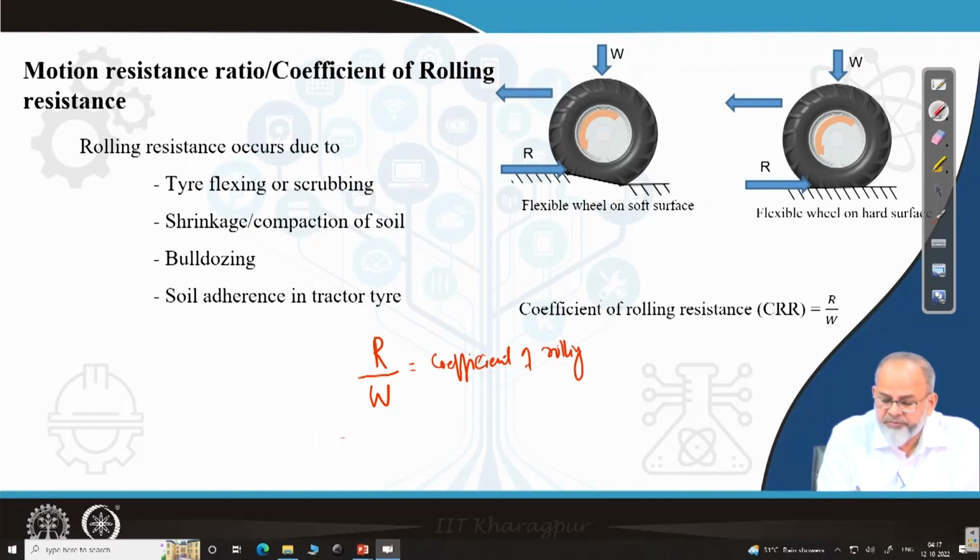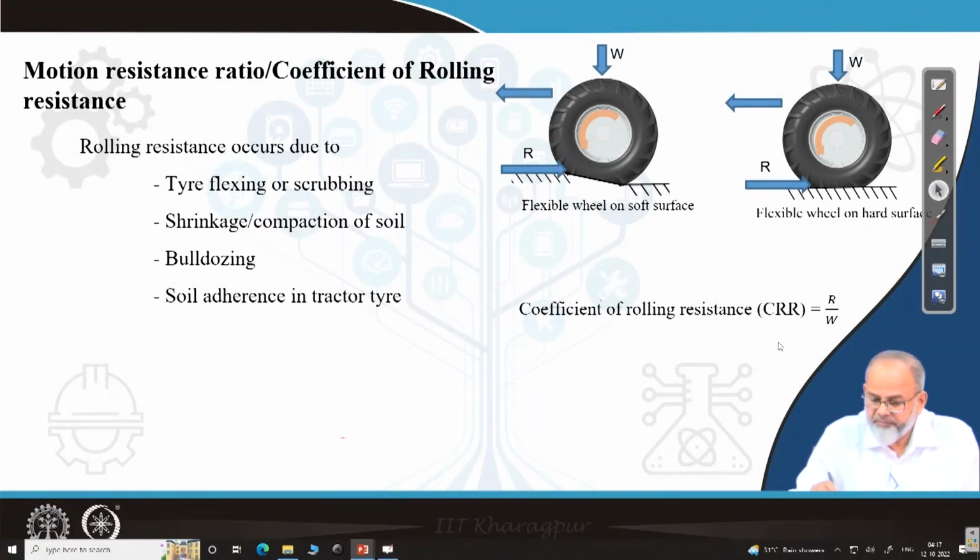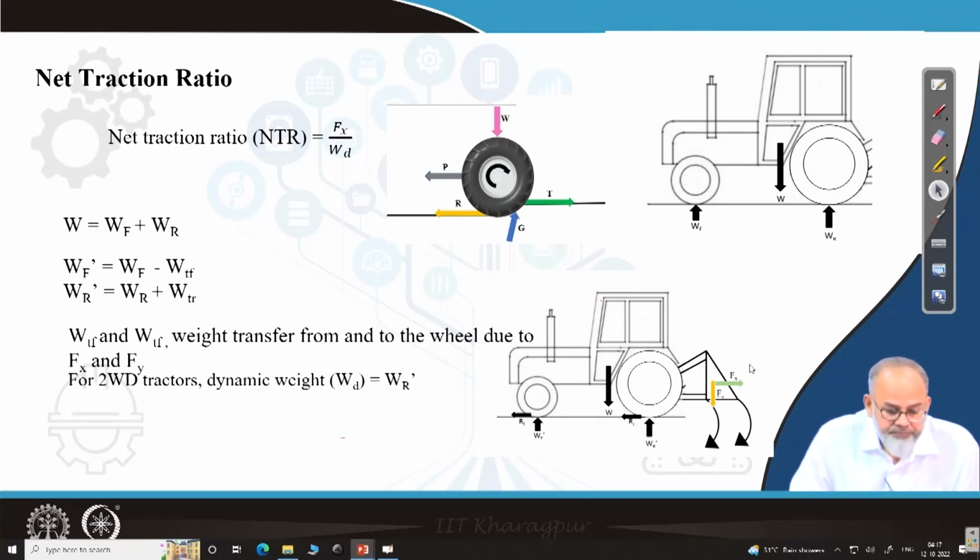Coefficient of that becomes coefficient of rolling resistance. Now the other parameter is net traction ratio, or in other words we call it coefficient of traction, which is nothing but the pull which is developed divided by weight. But weight here I have indicated as WD. WD means dynamic weight.